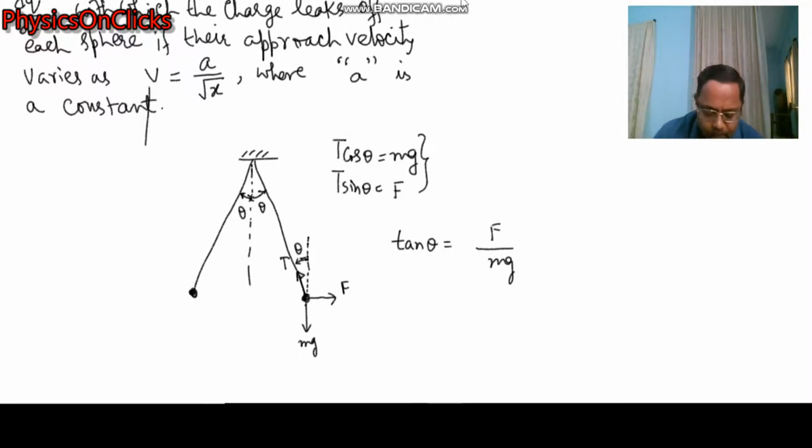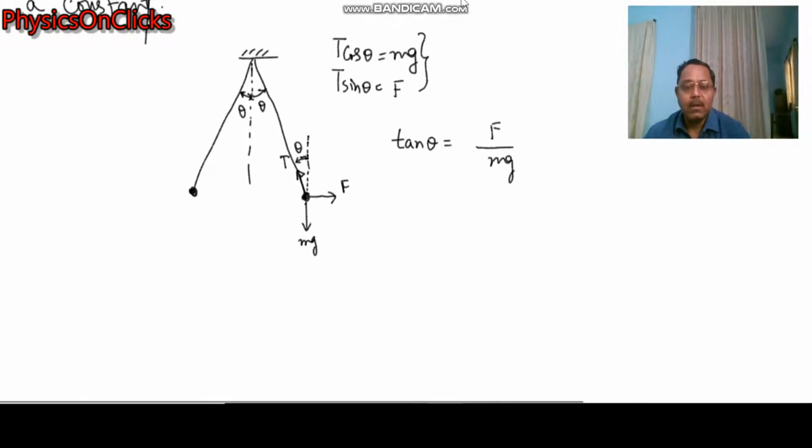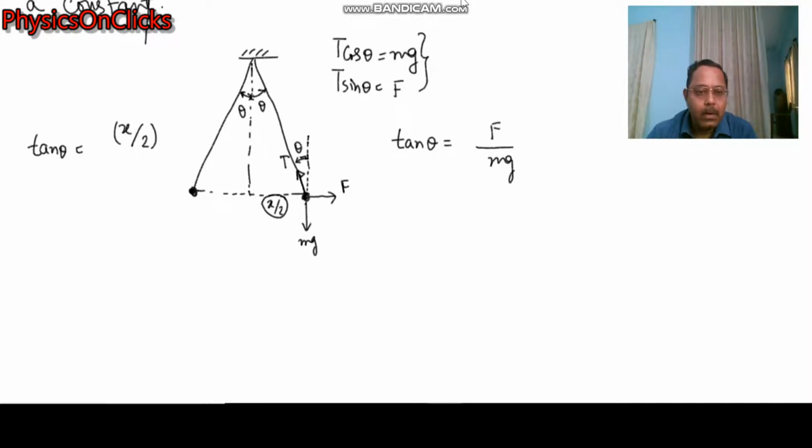Now F can be ascertained, we will check how to manage F. And we also need to find out tan theta, is it not? The distance between them they have clarified as x. So this is x by 2, the other half is also x by 2, and the length of the thread is L. So what is tan theta? Let me write from the geometry of the figure. Tan theta will be equal to x by 2 divided by this vertical line. The vertical line is root over L square minus x by 2 whole square.